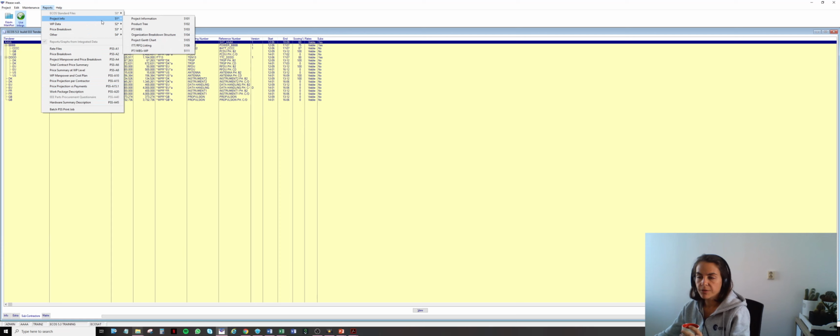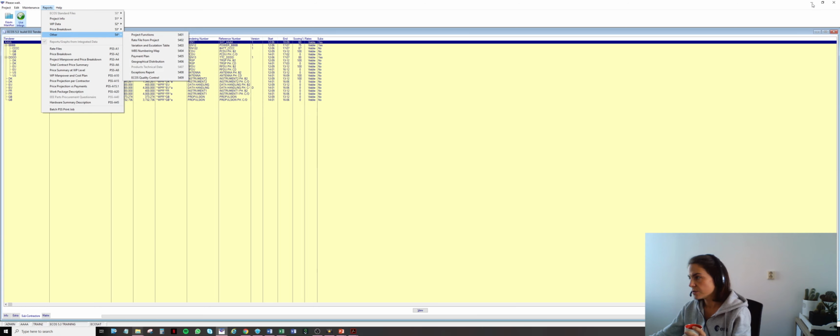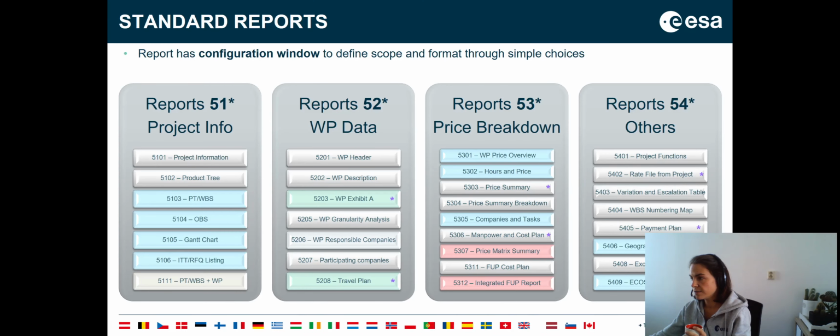They all have four numbers associated to it. So you have the report 5.1, which are the ones related to the project information. The 5.2 are related to the work package data. The 5.3 are related to the price breakdown. And here you have some other specific reports. So I've listed them here.